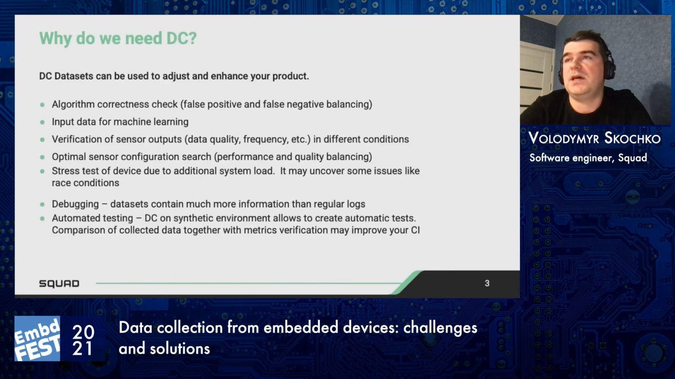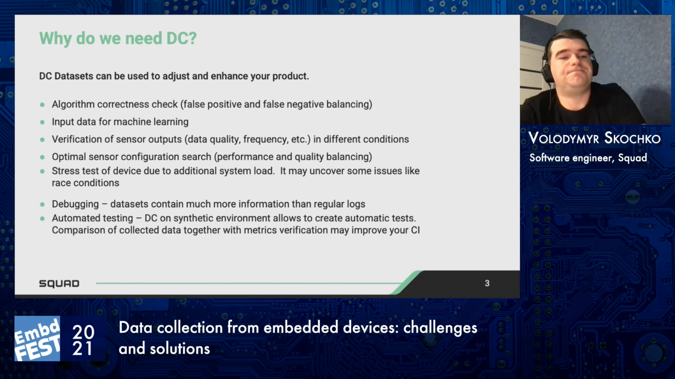And now let's enumerate why we need data collection. The first one is algorithm correctness check. The wide range of data sets allows you to analyze a situation when your algorithm works incorrectly. Of course, in real cases, the algorithm can give us some false positive results or false negative results, and depending on product needs, the algorithm should be balanced accordingly. So data collection gives us inputs to simplify this procedure.